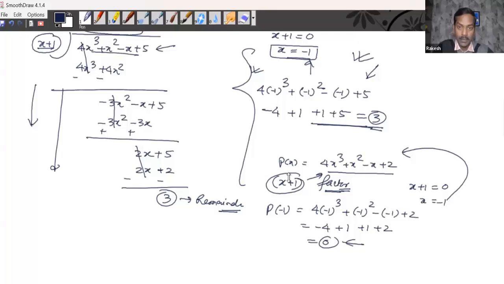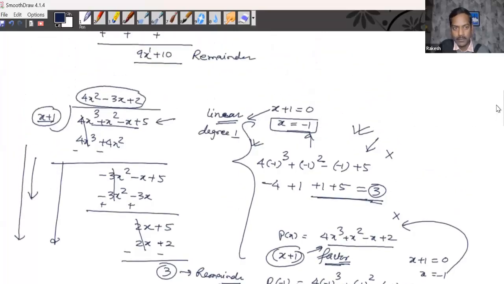But this method is only applicable if the divisor is linear in nature. A linear polynomial is a polynomial, sorry, not polygon, polynomial with degree 1. If the degree increases, then this method will not work. We have to follow this method only.